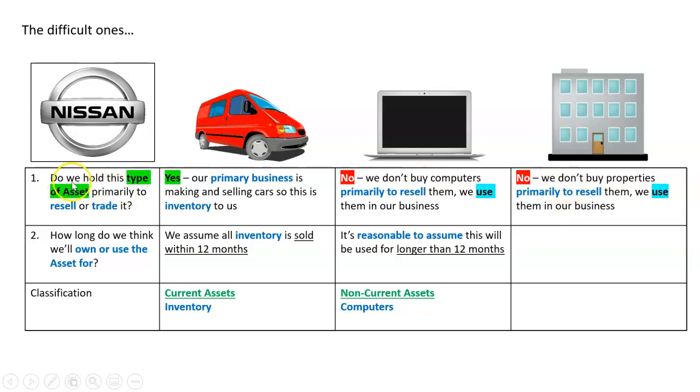Do we hold this type of asset primarily to resell or trade it? No, we're not. Nissan isn't in the business of buying and reselling properties. We use them. So therefore, I think it's reasonable to assume a building will last for more than 12 months. So that would be a non-current asset called property.